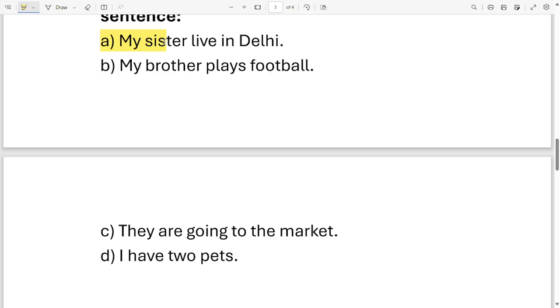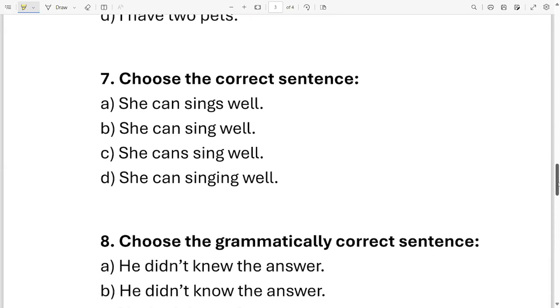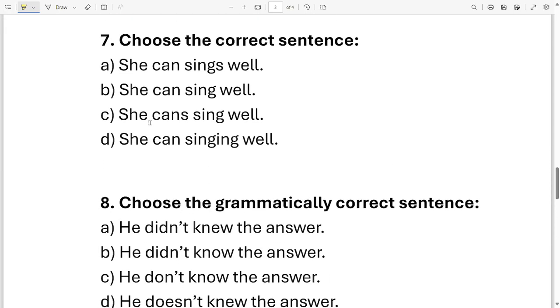It is option A. My sister live in Delhi. This is the incorrect sentence. And do mention in the comment section below what will be the correct sentence. Okay, just let me know. Okay, let's move on to the next question, which is question number 7.